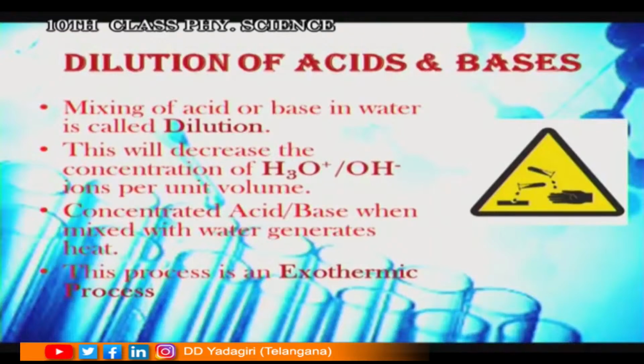Dilution of acids and bases. Once again, let us look into it. Mixing of acid or base in water is called dilution. This will decrease the concentration of H3O plus or OH minus ions per unit volume. Concentrated acid or base when mixed with water generates heat. This process is an exothermic process.